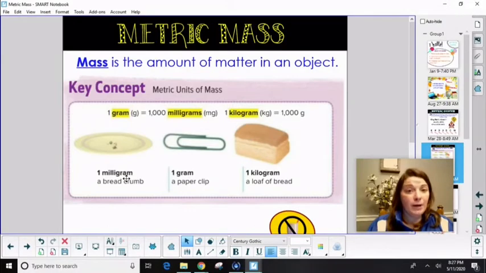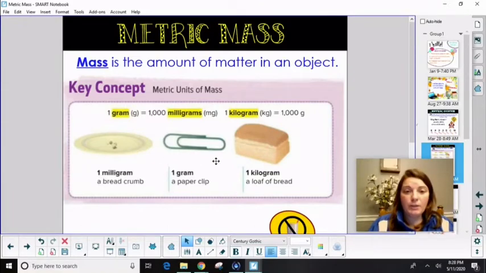A milligram has a mass that's very small. It's the mass of a breadcrumb. Okay, a breadcrumb is super duper tiny. Think of a little bit bigger than a grain of sand. A milligram is tiny as far as its mass.